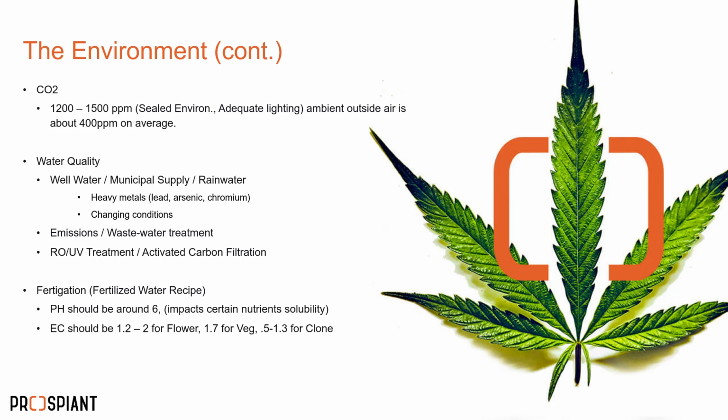Next, I'm going to talk a little bit about water quality. A lot of people don't know that in areas where well water is used, there are changing conditions every year, and a lot of farmlands and places like that contain heavy metals in the water already. When I'm talking about heavy metals, it's mainly lead, arsenic, and chromium. These are things that are tested regularly in cannabis.